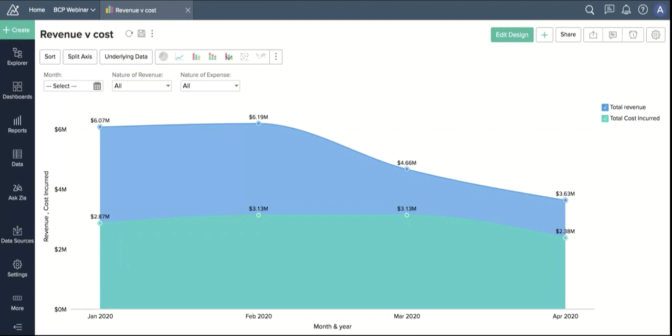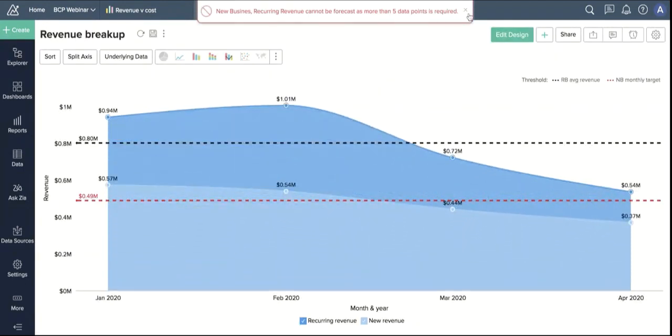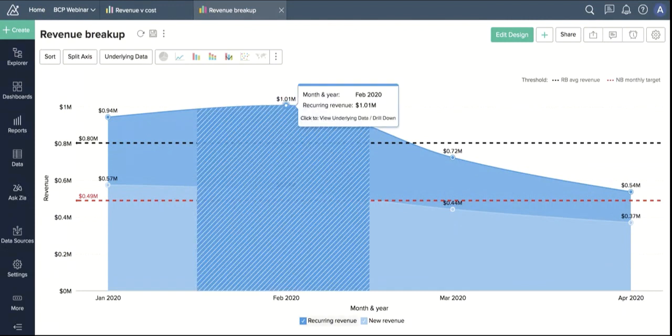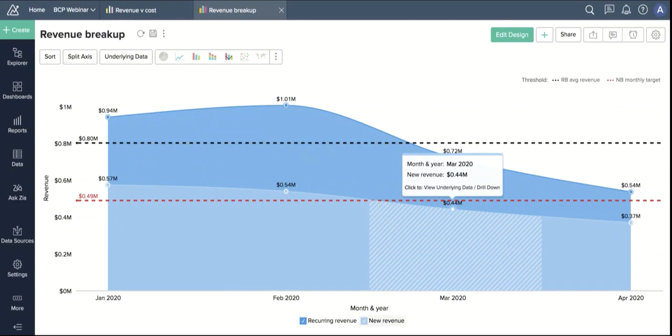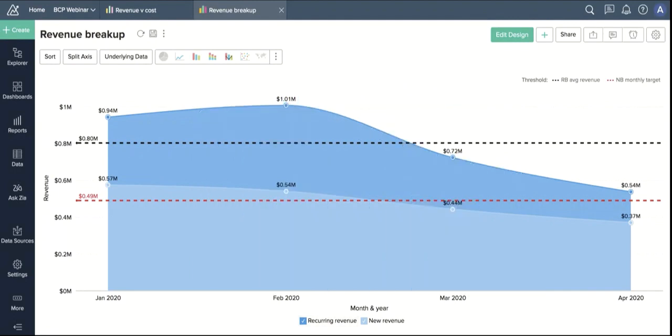Now, having answered that question, the next question would be, where do I get started? You can probably look at this. I have considered a business with 2 revenue streams, one from the recurring business model and the other from the new business model. The darker blue patch that you see here is the revenue from the recurring business, and the lighter blue area is the revenue from new business. The black dotted line is the historic average of the revenue generated from the recurring business, and it stands at 0.8 million.